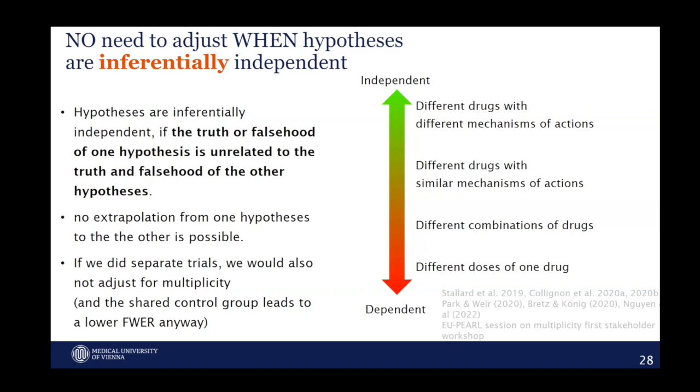However, if you go to the bottom, what do we mean by dependence? If you test different doses of a single drug, then the hypotheses are related, and you have to apply a multiplicity correction. So really look at which hypotheses are related, and then you build a family, and only within this family you have to adjust.